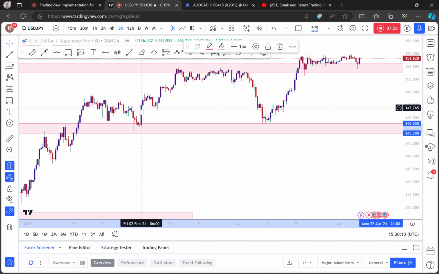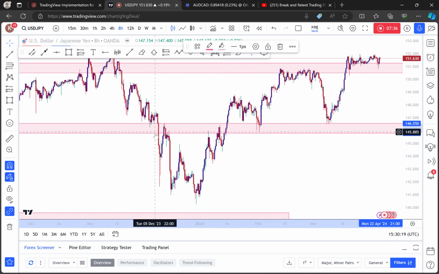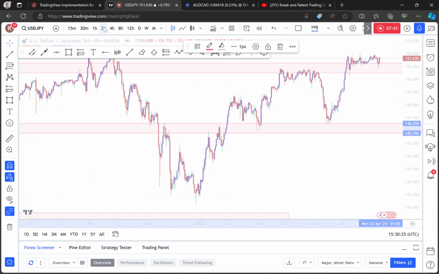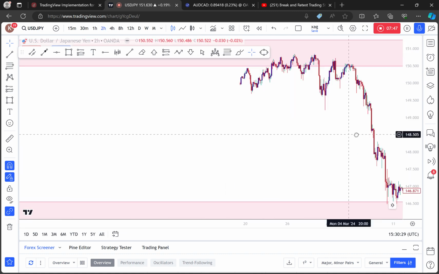Have a look at this. Maybe this could have given us... Let me zoom in. Have a look at this. This zone price just broke, then retested with a big bullish engulfing candlestick. Maybe when you go onto lower time frames, like the 2 hours time frame, that's when you may spot such trades.